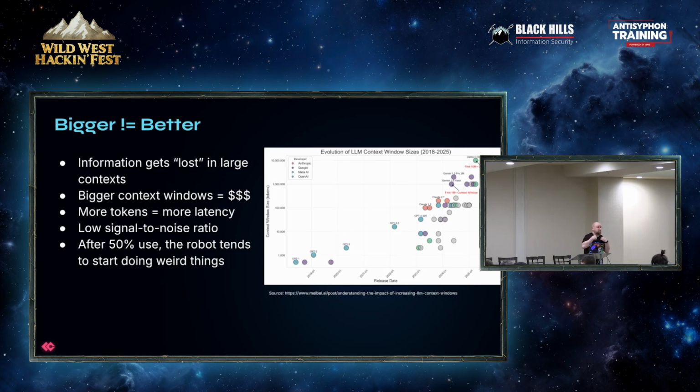I will caveat this. I am not an LLM expert. I am not a researcher. I am stealing research from other people, and all the links are at the end of this to verify and validate this. So don't take my word for it, but this is what the research is showing right now. You see, as time progresses, we're getting bigger and bigger context windows, but those issues still come into play with it.